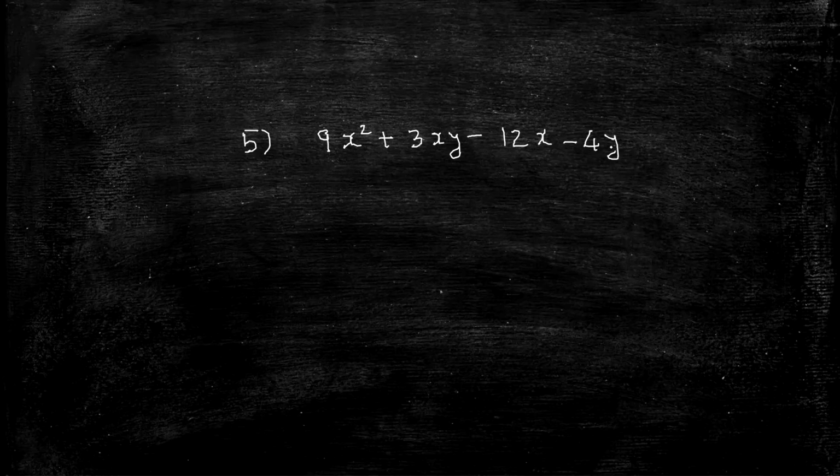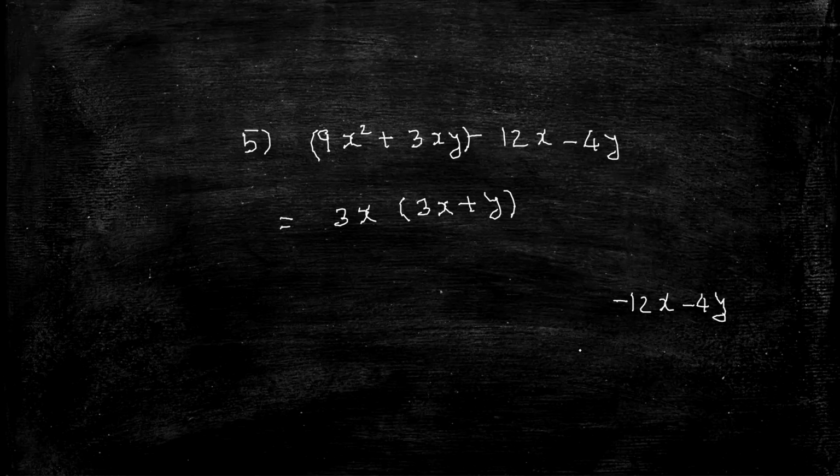One last example which involves the negative terms. 9x squared plus 3xy minus 12x minus 4y. Now if I combine these two, I have 3x which is common, then I'm again left with 3x plus y. Now here, let me write it separately. Minus 12x and minus 4y.